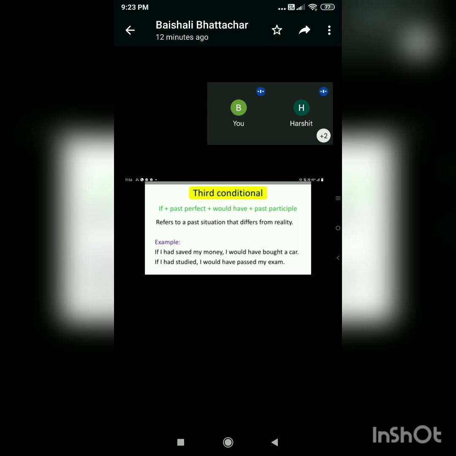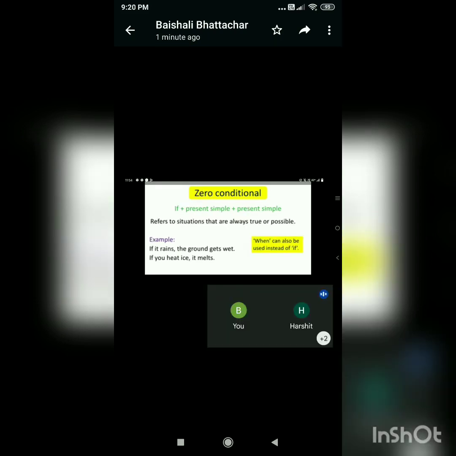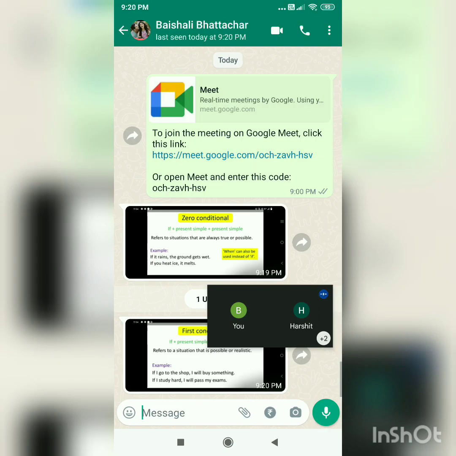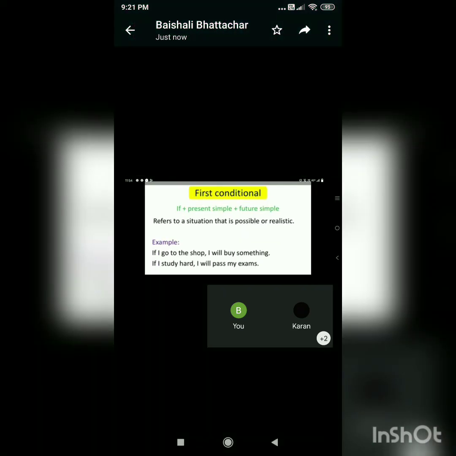Completely you see the structure. We also used if in the zero conditional sentences. Okay. First conditional sentence, who will make me understand? Karan or Shikha? Anyone? Karan, you make me understand. Okay, ma'am.